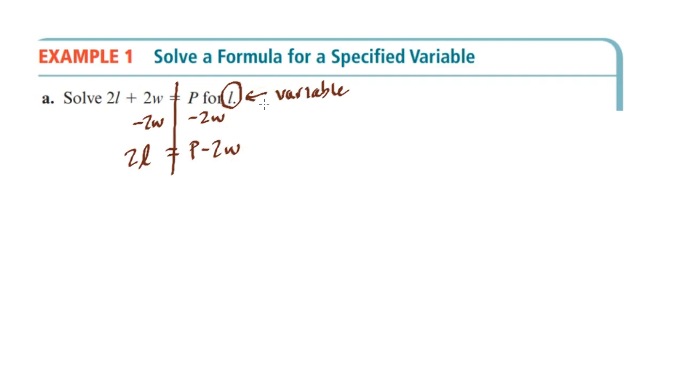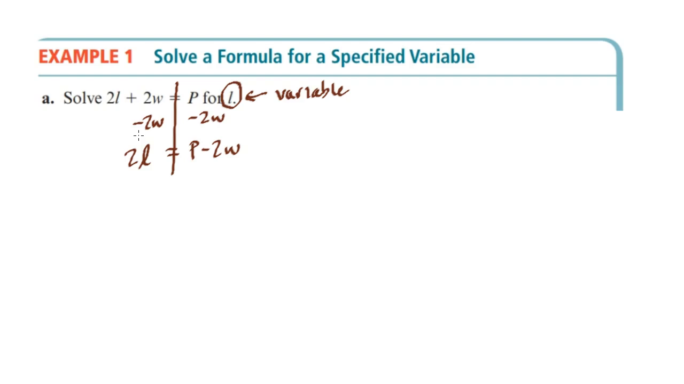It's very unlikely that you'll be able to combine like terms. It doesn't happen as often for these type of problems. But if there are any like terms, just simplify. In this case, no, P minus 2W, not like terms. Okay, now we have our variable, in this case our L, on the left side of the equation. No other terms are on the right side of the equation, and no other constants are on the left side of the equation.